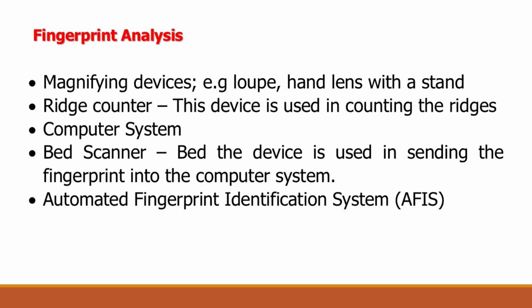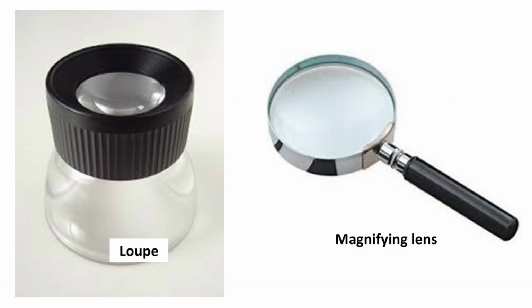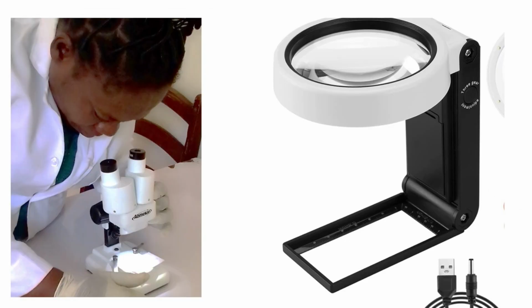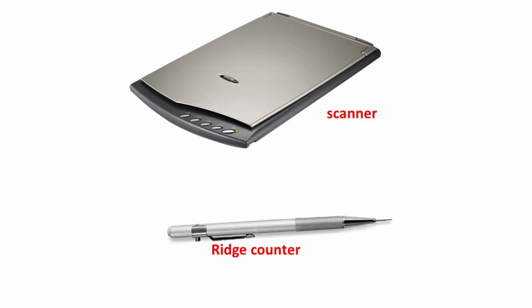What do we use for fingerprint analysis? You need a magnifying device, like a loupe, then a hand lens with a stand. A hand lens with a stand is far better than one that doesn't have a stand, if you are examining a fingerprint.